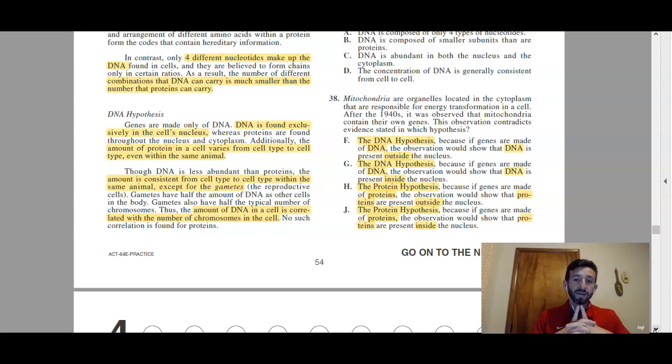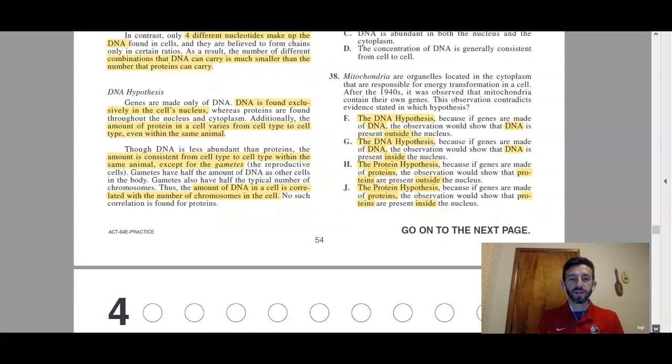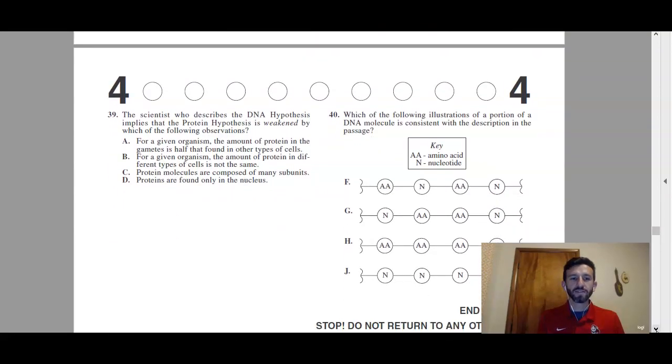But the presence of DNA in the mitochondria, okay, would be evidence that contradicts the DNA hypothesis because DNA is outside the nucleus. Remember, what this scientist is saying here, the DNA is just in the nucleus with the chromosomes, always matches the chromosomes, and it matches the gametes too. Okay, so letter F here would contradict what this scientist here is saying. Again, this is just reading comprehension questions. All right, the last 2 questions.